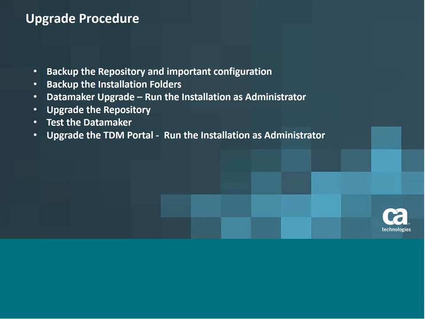then you can validate your Data Maker upgrade. Maybe run a sample publish, or do any activity, or even check whether all the variables are available. When this is successful, the final step is to upgrade your TDM portal. Again, whenever you run the portal installation media, the .exe, make sure you run it as an administrator.